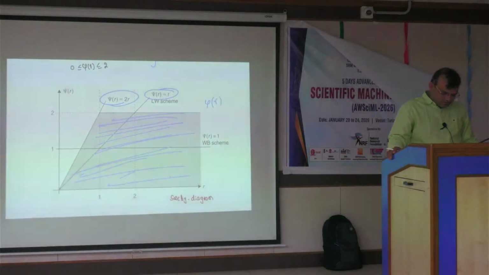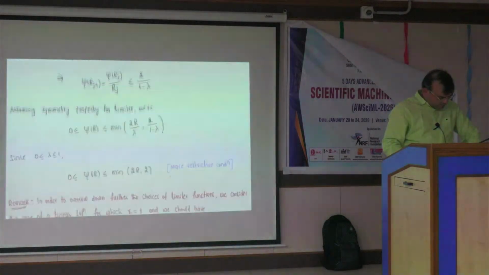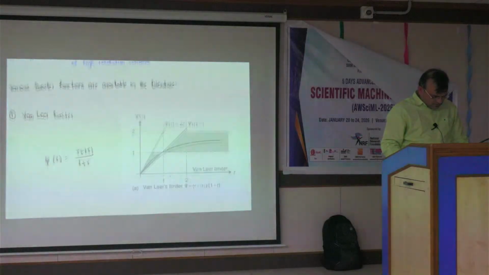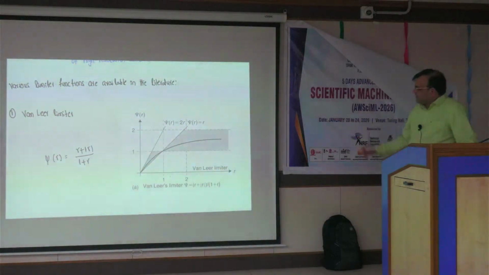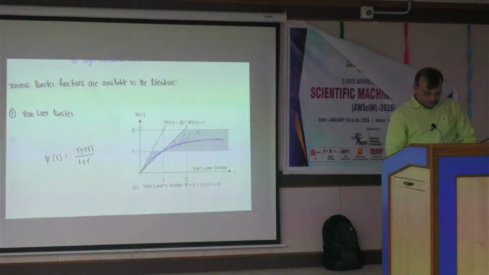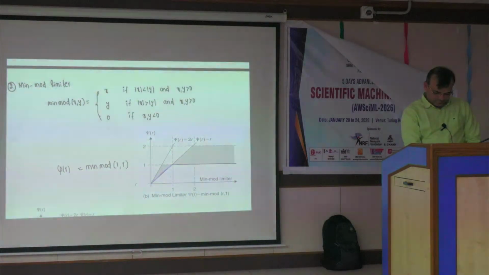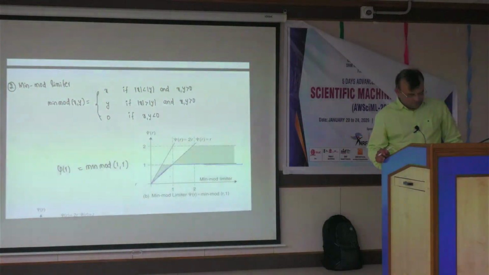There are many versions. One is the Van Leer limiter. Some portion is here and some portion is here. This is the curve they are fitting in that region. The second one is the minmod limiter, which satisfies all the properties of this function.